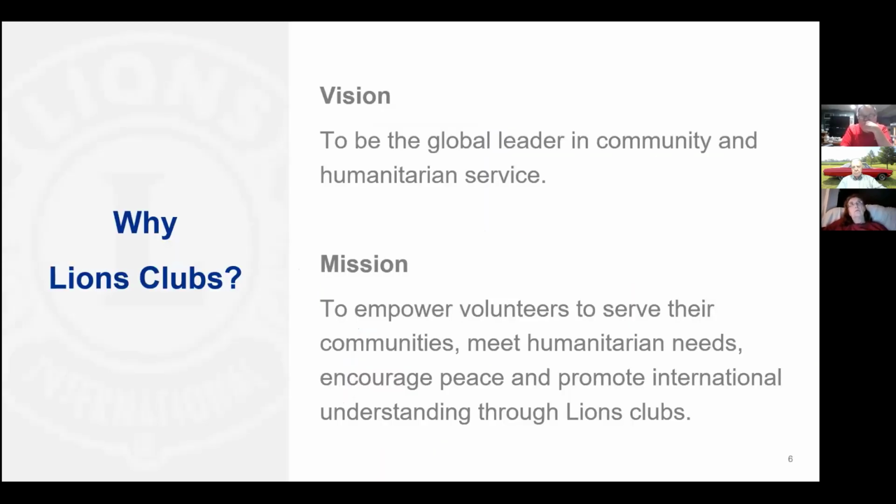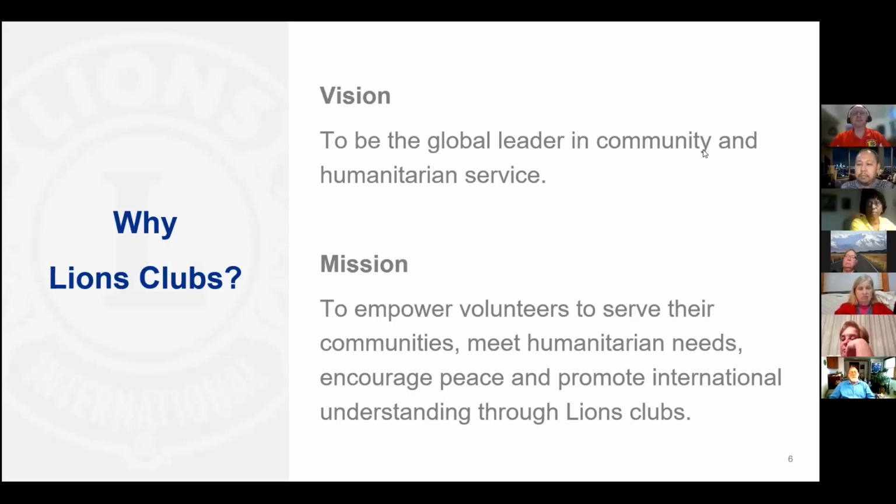We're talking about that, we're answering questions, and then the next 5 or 10 minutes of our meeting is going to be trying to get people to begin to talk. Show them the vision statement: to be a global leader in community and humanitarian service. And what does that mean to you? And let people just begin to talk and express. Don't call on people, because nobody likes to be put on the spot, but just get them comfortably talking.